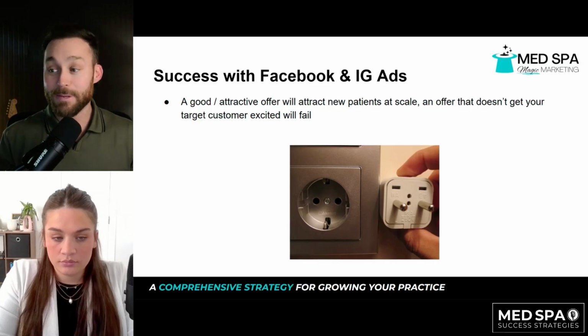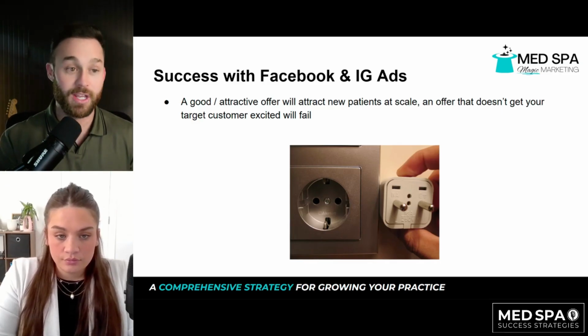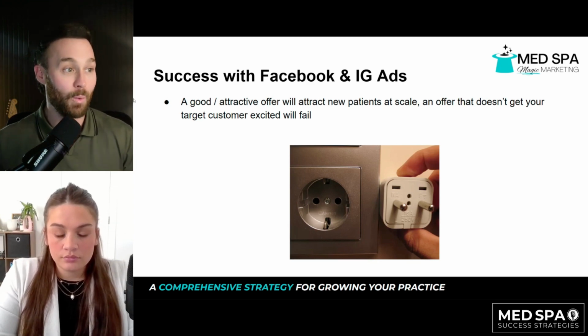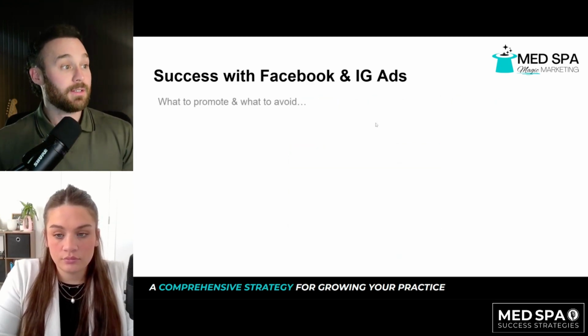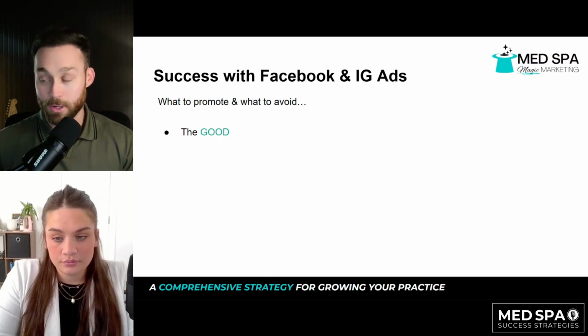So really, it's got to be services people are already interested in. They're already thinking about it. We're just trying to push them over the finish line to actually booking and scheduling an appointment with us. And so that also goes to specific offer types. So that's what we're going to talk about here now with square peg into a round hole.